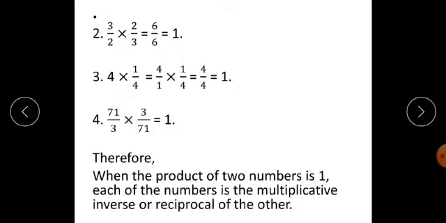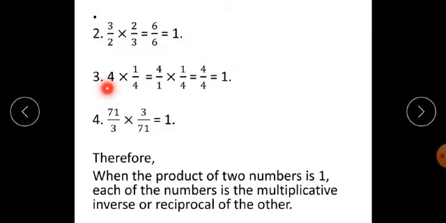Next, example 2. 3 upon 2 is the first fraction. Then we change it: the numerator of the first fraction becomes the denominator of the second fraction, and the denominator of the first fraction becomes the numerator of the second fraction. The product: 3 into 2 is equal to 6, and 2 into 3 is equal to 6. 6 is divisible by 6, and we get the answer 1 again.